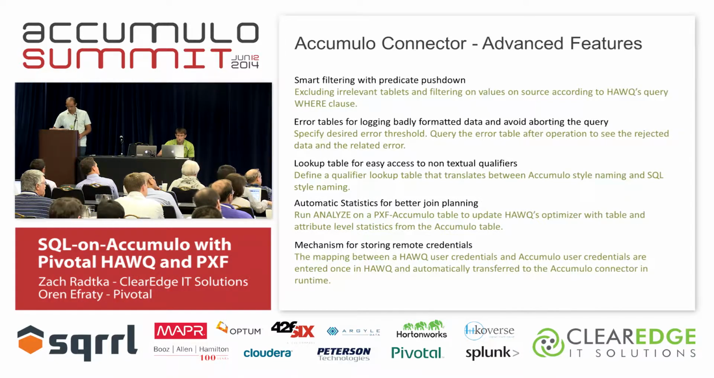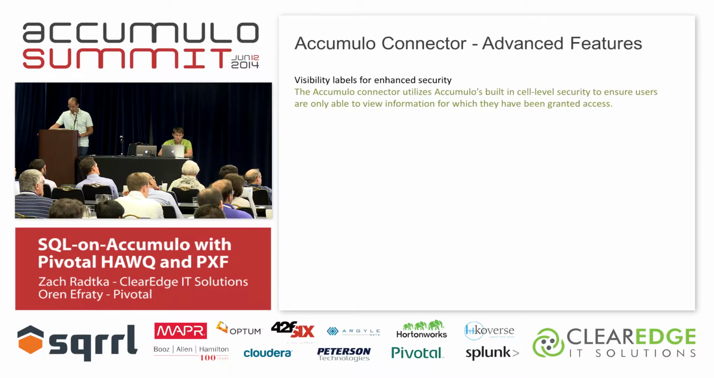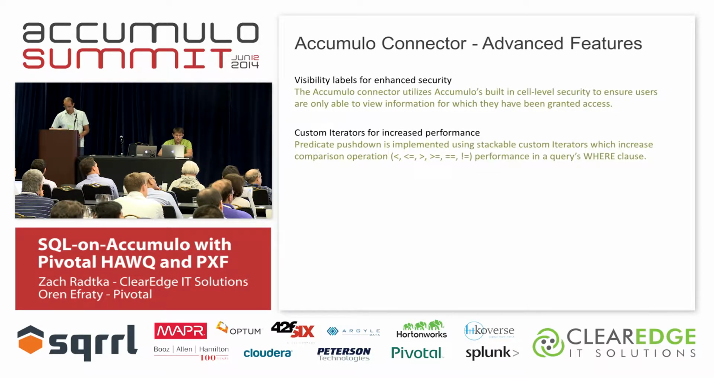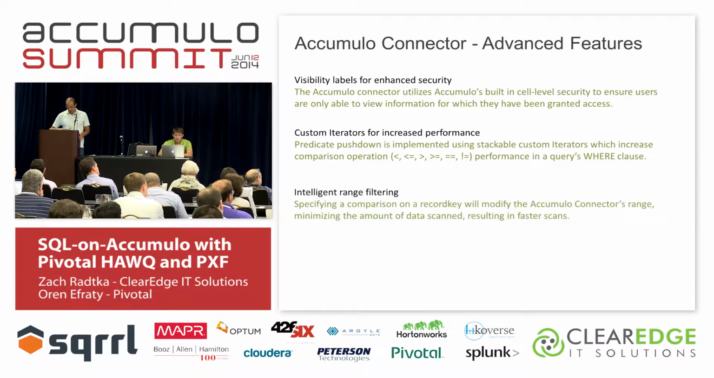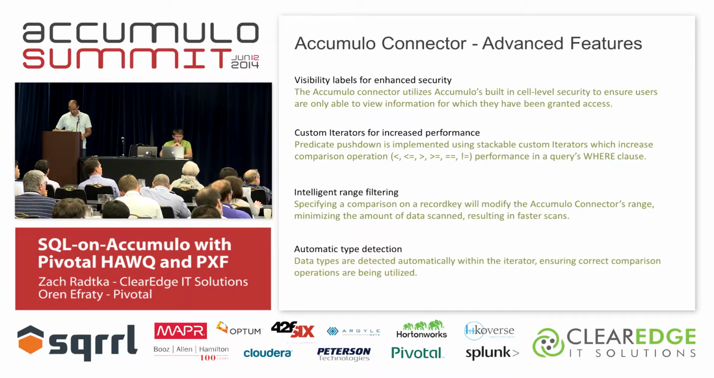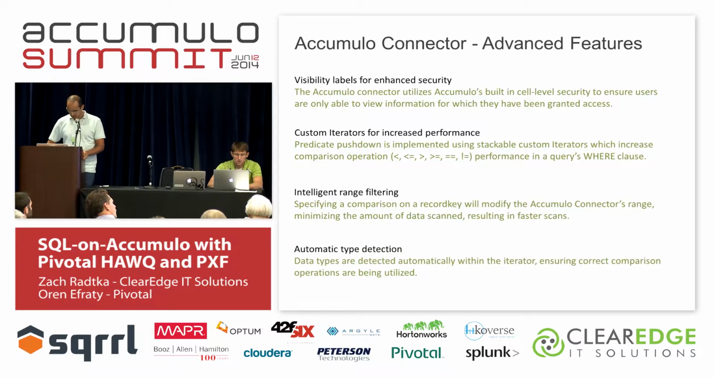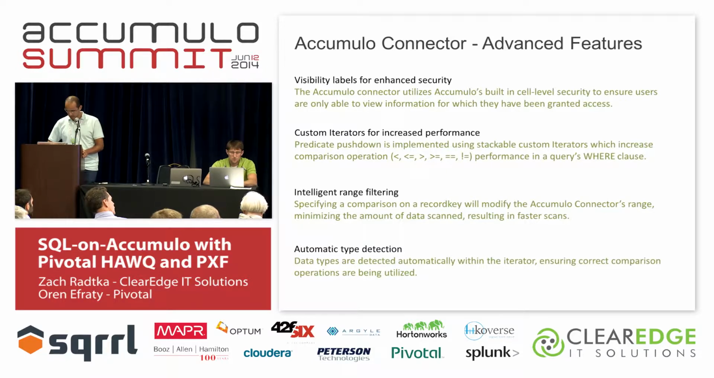Okay, let's go over more advanced features. Visibility level support. The connector utilizes Accumulo's built-in cell level security to ensure the users see only their data. Custom iterators for increased performance. The predicate pushdown is implemented using stackable iterators, which increase the comparison operation performance. There's intelligent range filtering. Specifying a comparison on a record key will modify the connector's range, minimizing the amount of data scanned.